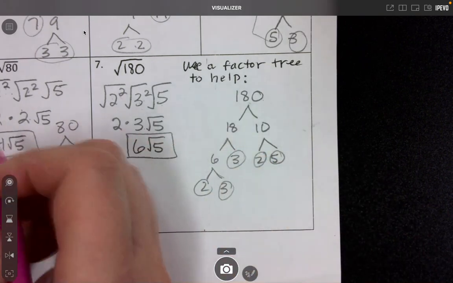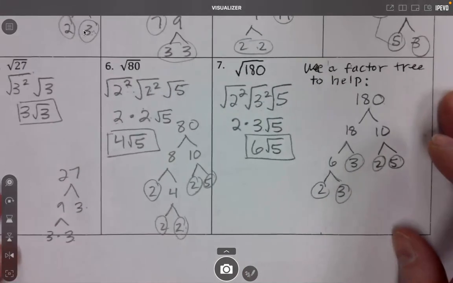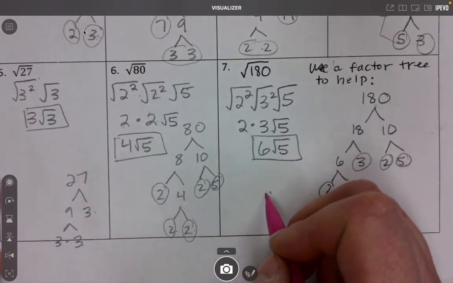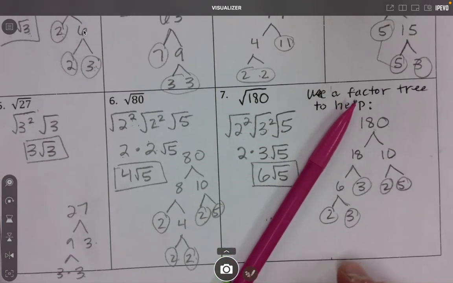So hopefully this jogged your memory. I know that you've done this in a math class before. I do think this is going to be an easier method for everyone, but if you have a different method that you understand for simplifying radicals, you're welcome to do that as well. Just talk to me. So make sure that you are asking questions in class.